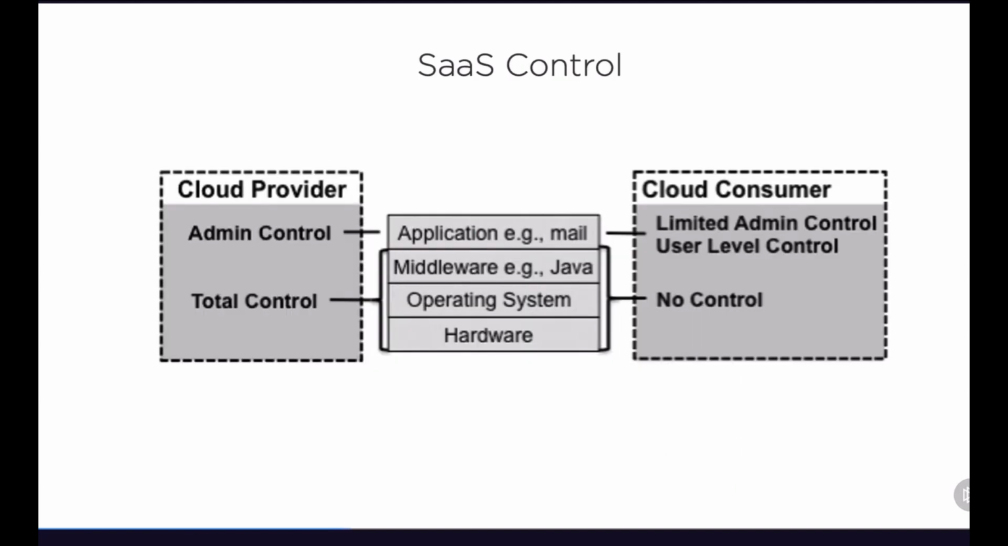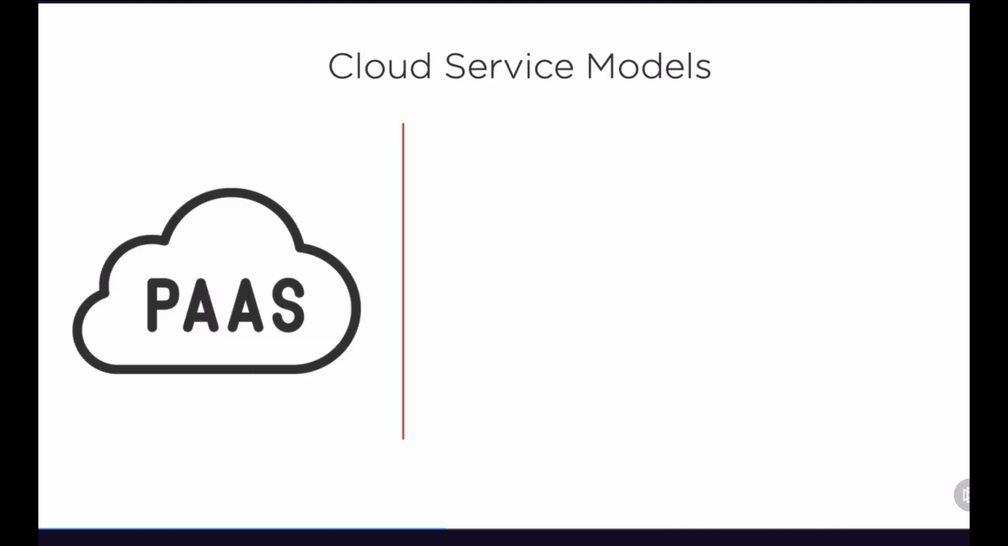The division of responsibilities in software as a service is, as we looked at earlier in this course, the cloud provider manages the application, patching it, and so on, such as mail. They then, of course, also have total control and ownership of the middleware, operating system, hardware, and even the facility. The cloud consumer really has no control over where their data is stored or processed, and very limited admin control, say, for example, just things like user access.